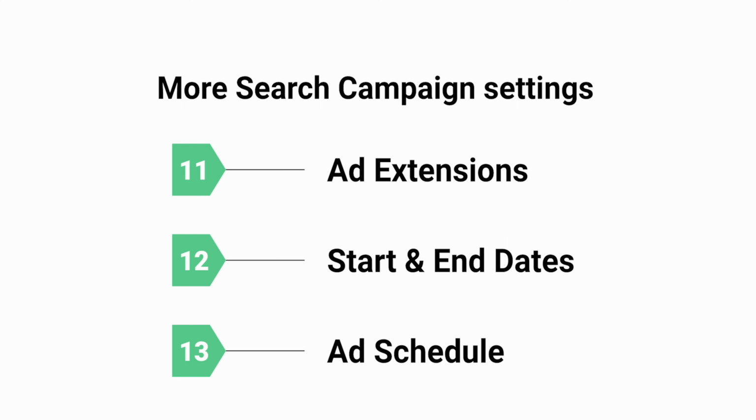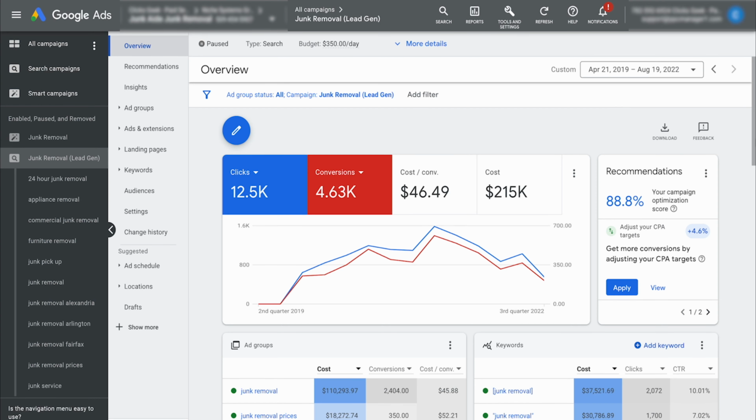We will jump into a campaign that is already high performing, and I will show you these 13 steps in action. Here we are in a Google Ads account for a junk removal business. This account has a junk removal campaign that is presented right here. We will go through the Google Search Ads journey and view all the properties in this campaign.